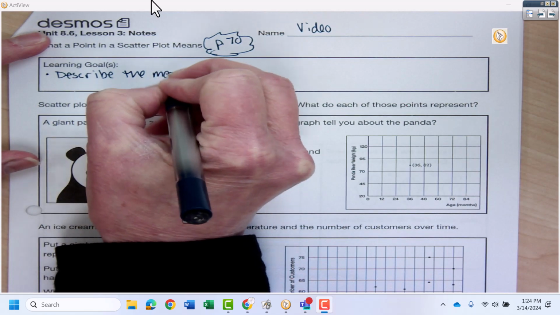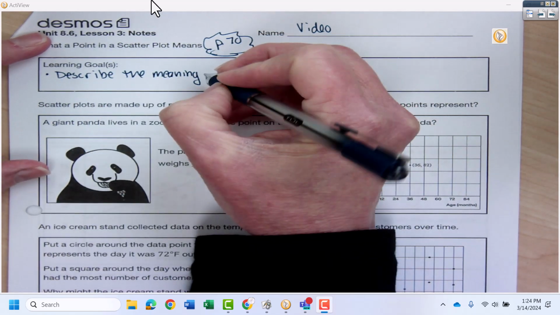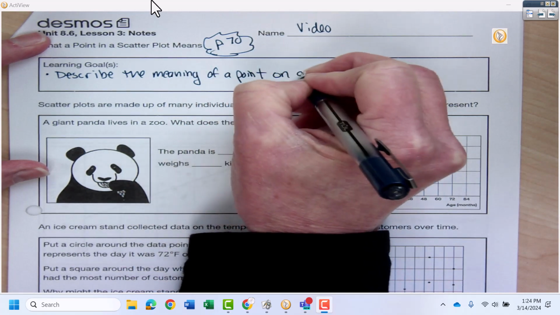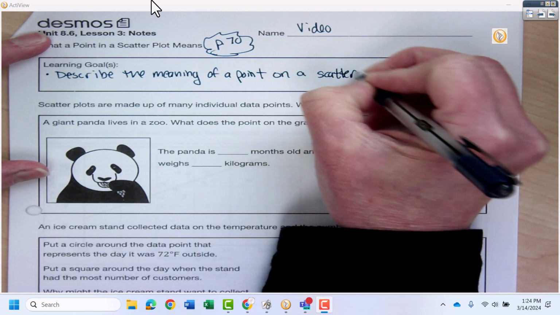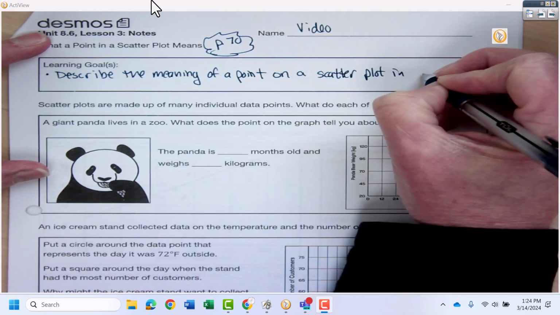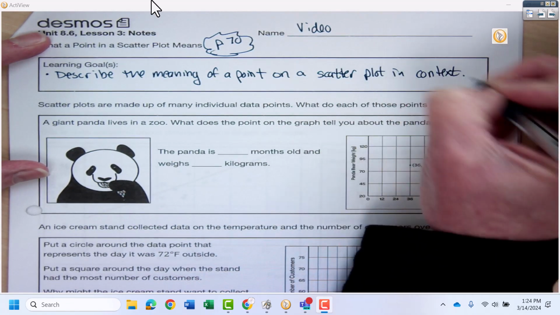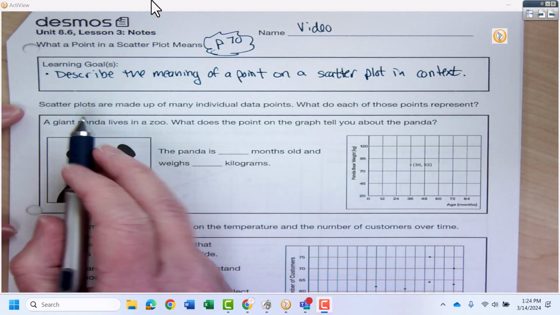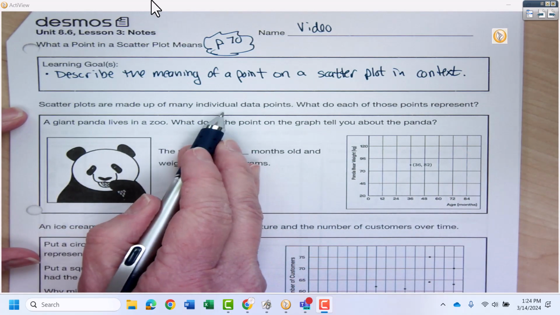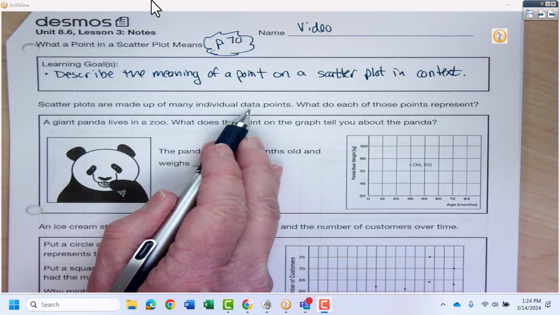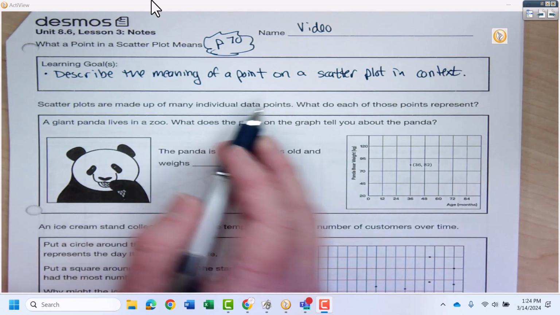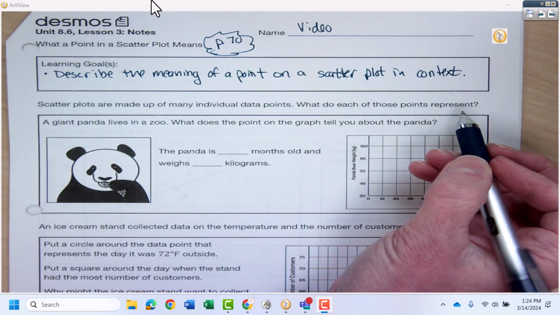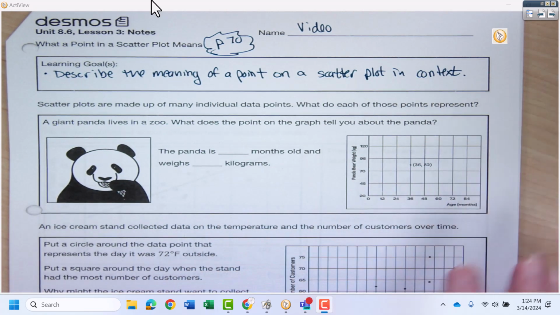Describe the meaning of a point on a scatterplot in context. So we're continuing our look at scatterplots. Remember, scatterplots are made up of many individual data points. There's usually a bunch of dots on the graph, and we have to make sure that we know what each one of those points represents. So let's get some practice at reading this graph accurately.